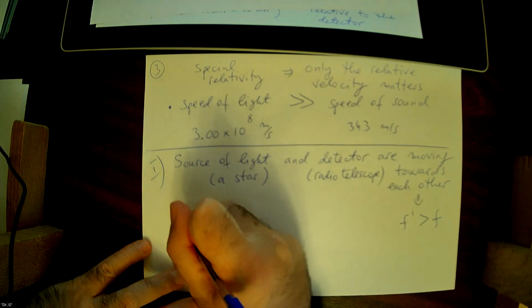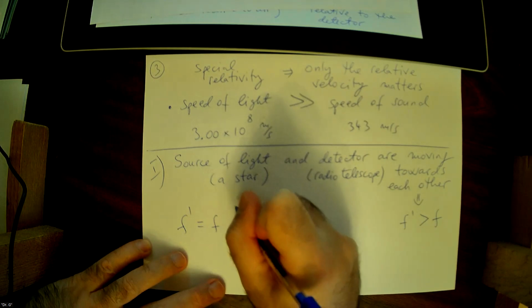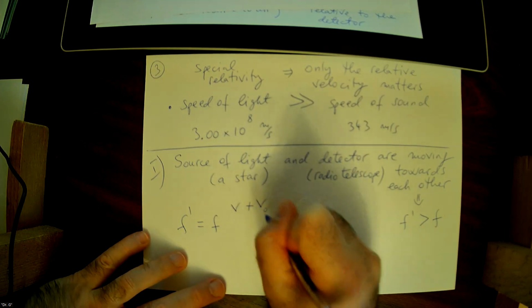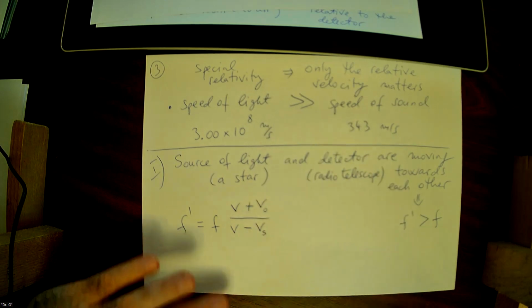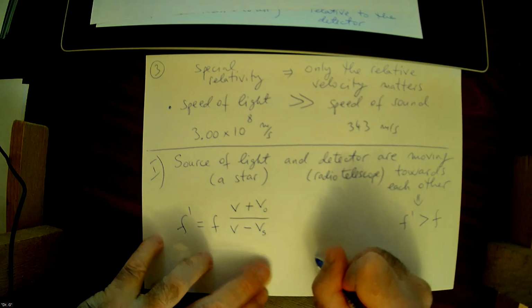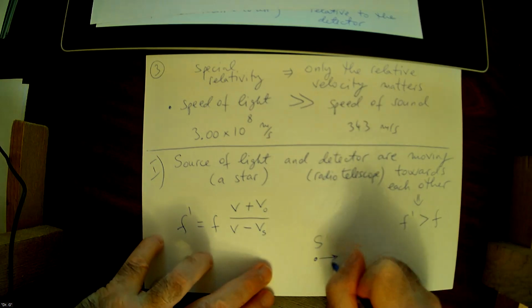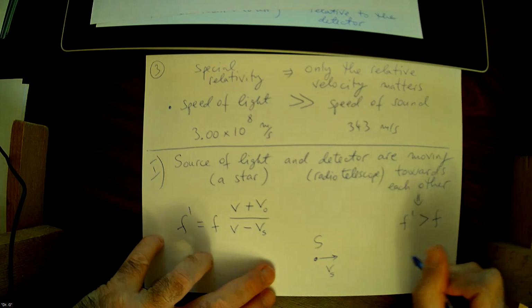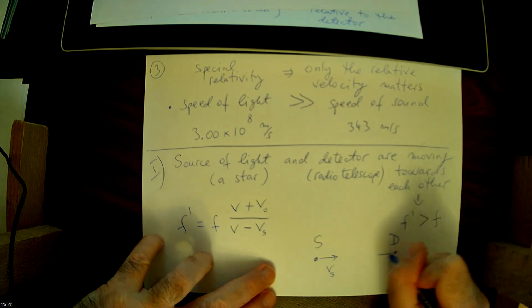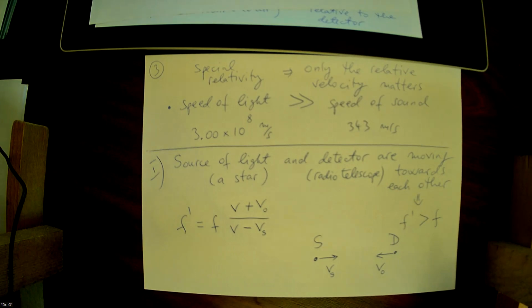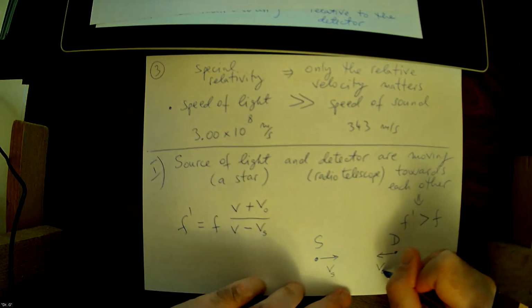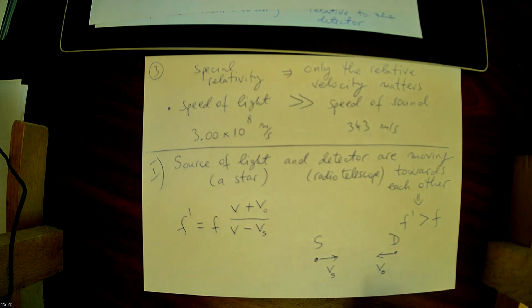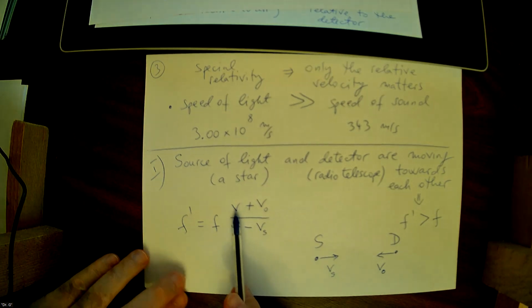So in the formula, to make the frequency bigger, I will pick a plus sign on top and a minus sign on the bottom. Okay, so I have the source moving with the velocity v source, and I have the detector moving with the velocity v observer. Also v is very, very big in this formula.